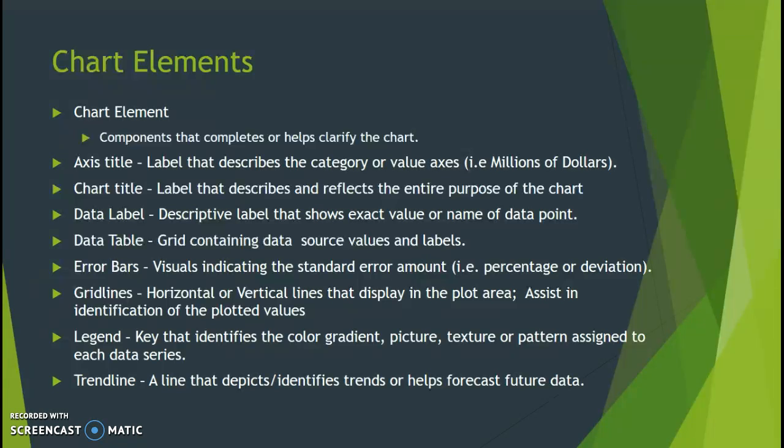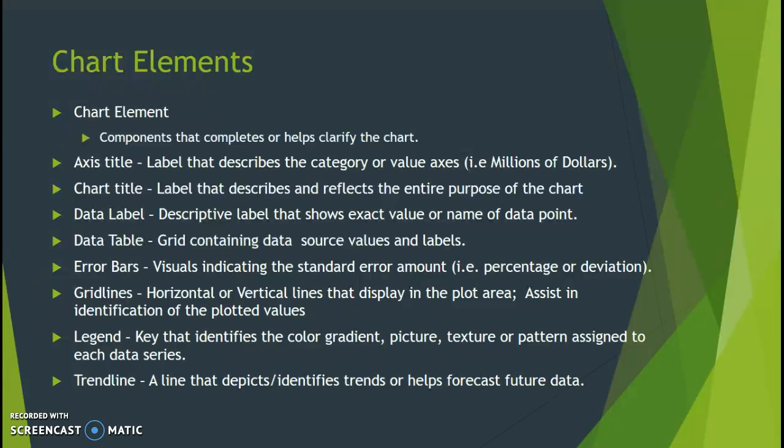We have a data label. It's a descriptive label that shows the exact values or the names of a data point. So throughout the chart creation, with a line or a bar, it'll display a specific value. You can add a data label to that data point in the line, or the bar, or the column created within the chart. The data table is the overall grid containing all the data source values and the labels.